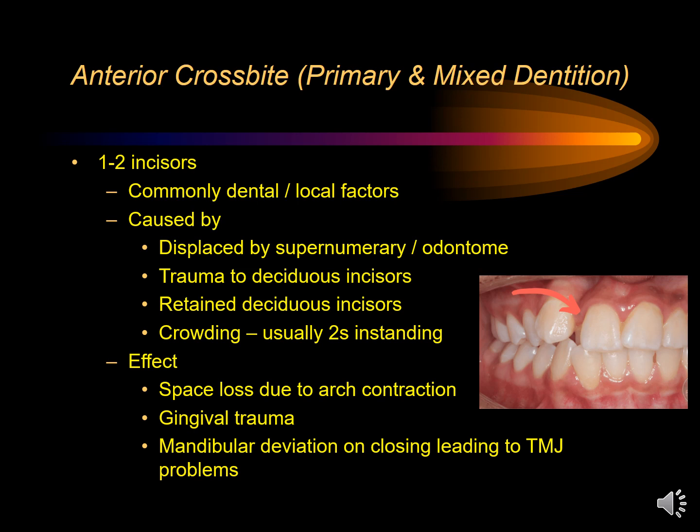And usually, if there's crowding, the lateral incisors are in crossbite. Now, the effects of this crossbite are space loss due to arch contraction, gingival trauma, and mandibular deviation on closing, leading to future TMJ problems.